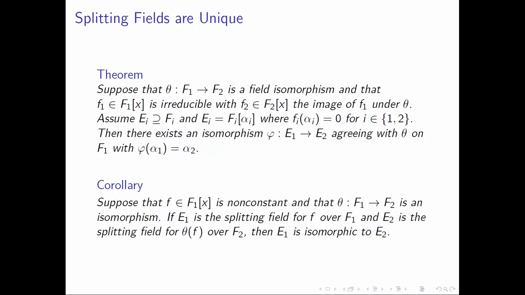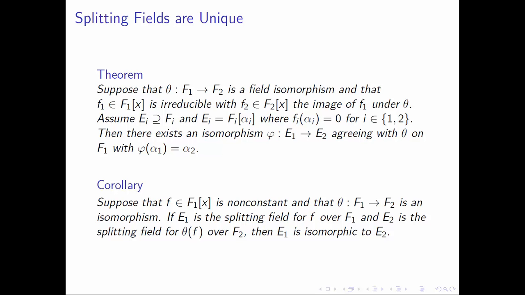So the theorem we're going to prove is, suppose that we have two different fields, F1 and F2, and that they're isomorphic via theta, where theta is a field isomorphism. And we're going to assume that we have one polynomial, f1, in the polynomial ring F1 adjoined x, that is irreducible, and another polynomial f2 in F2 adjoined x, which happens to be the image of f1 under theta. That's a little bit of an abusive notation.